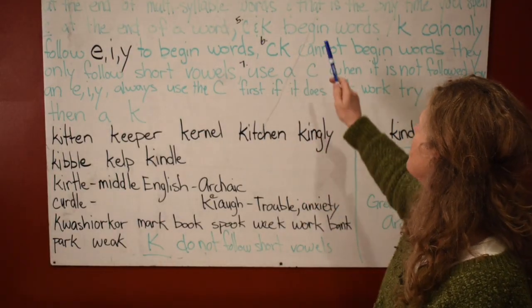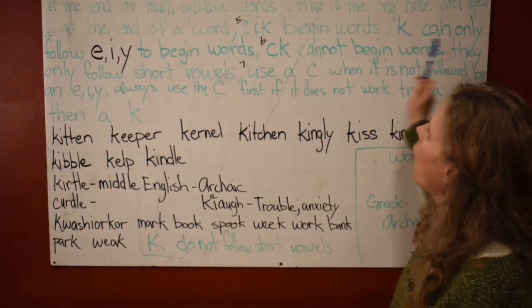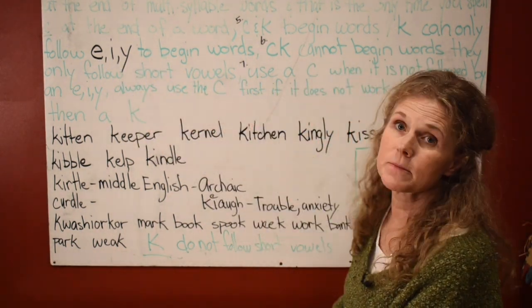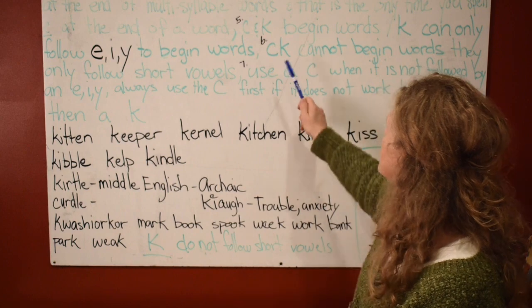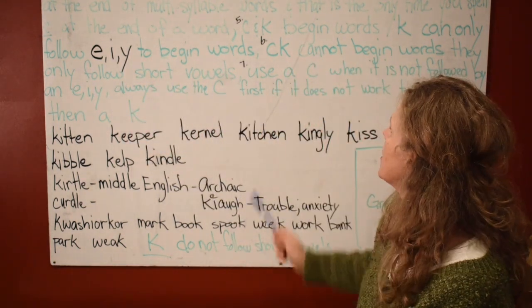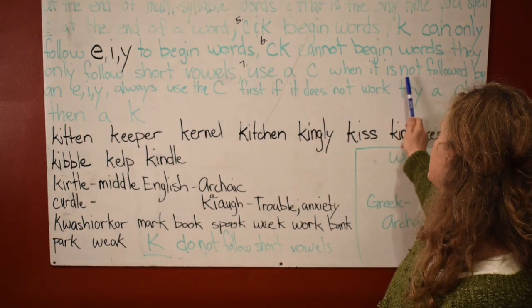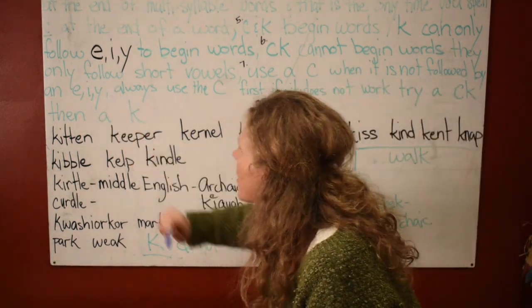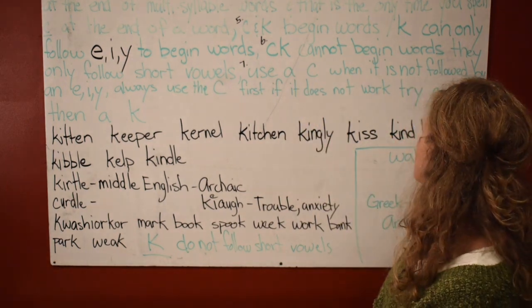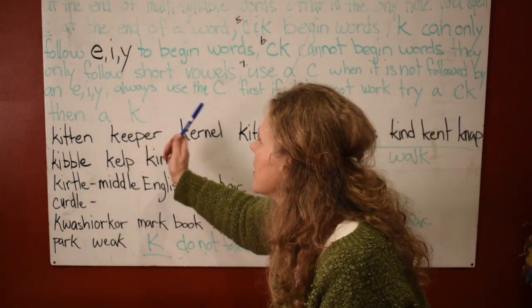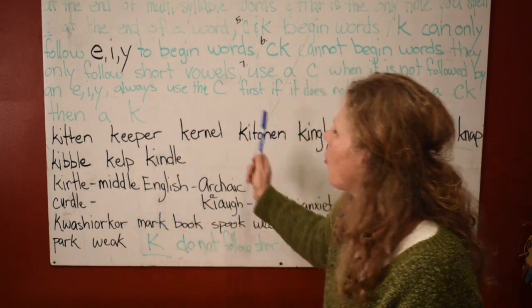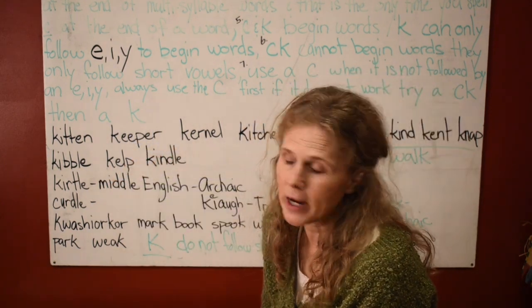C's and K's begin words. K's can only follow E, I, Y to begin words. All right? CKs cannot begin words. They only follow short vowels. Use a C when it is not followed by an E, I, or Y. Always use the C first. If it does not work, try a CK, then a K. So if your C doesn't work, try a CK. But we're gonna go over the Ks right now.